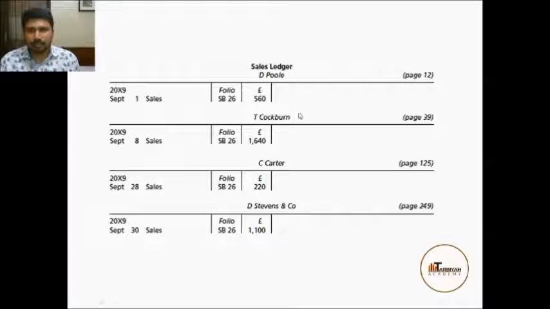Alright, so this is what a sales ledger looks like. So you have T accounts of all the customers who bought things from you on a credit basis. That means they have bought goods from you but they did not pay yet. Since you are dealing with them on credit basis, you put all of their accounts under the sales ledger.